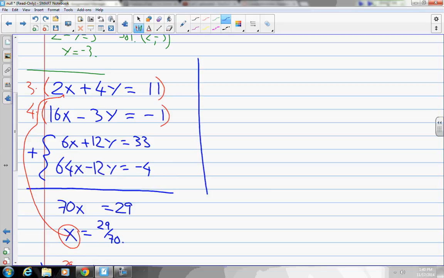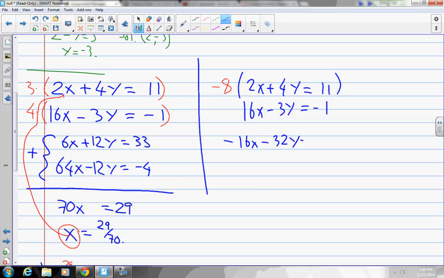The way to eliminate x, I'll just have to multiply the first equation by negative 8. 2x plus 4y equals 11. Keep the second equation the same, right? And then just do the elimination on the x. So we have negative 16x minus 32y equals negative 88. And then 16x minus 3y equals negative 1. Right? So if I add this, the x's cancel. Negative 32 plus negative 3 is negative 35y, while the other side is negative 89. Right?